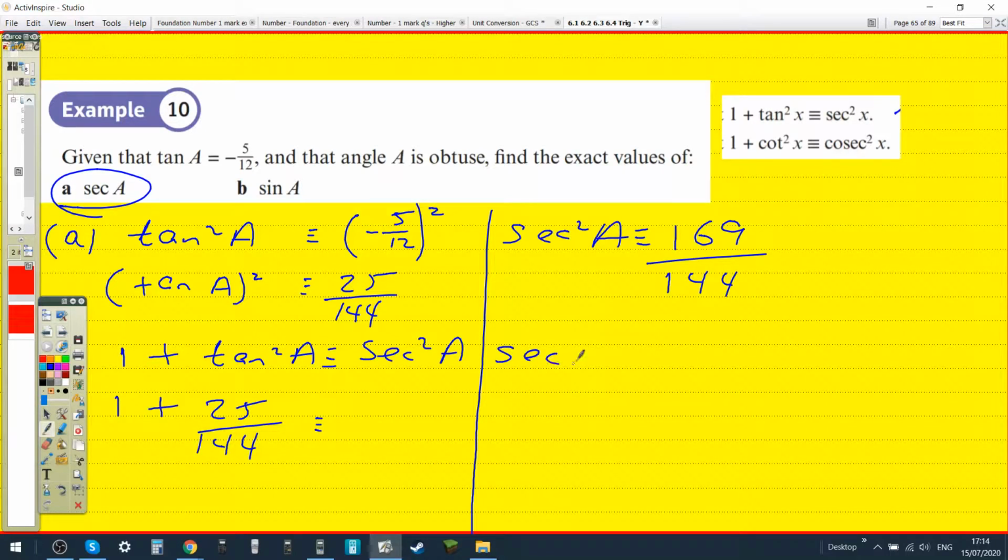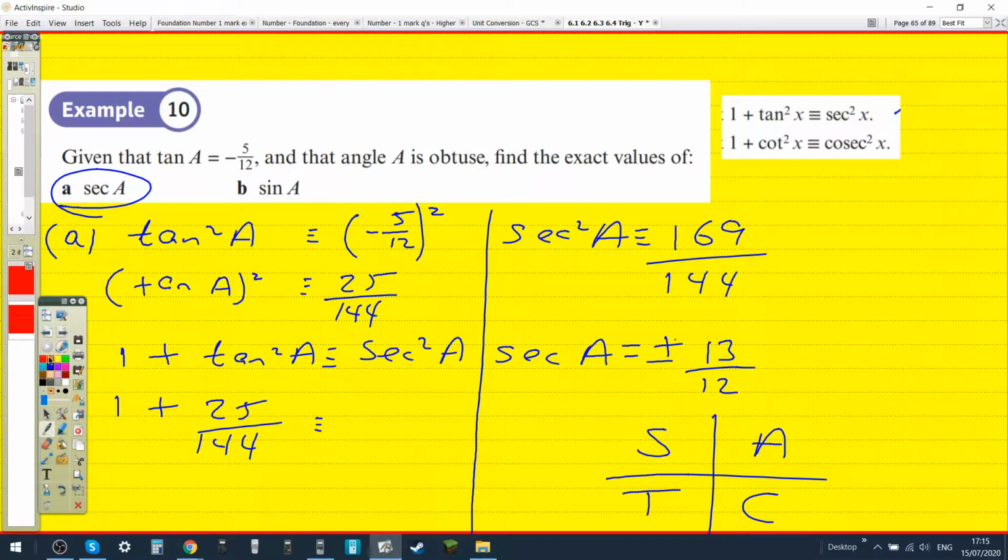What is sec A? Plus or minus the square root of that. And I believe it's 13 over 12. How do we know which one? We use our cast diagram. And so here we have a negative tan. Where is tan negative? In where it's S and C. I can't remember which quadrants they're called. Second and fourth maybe.